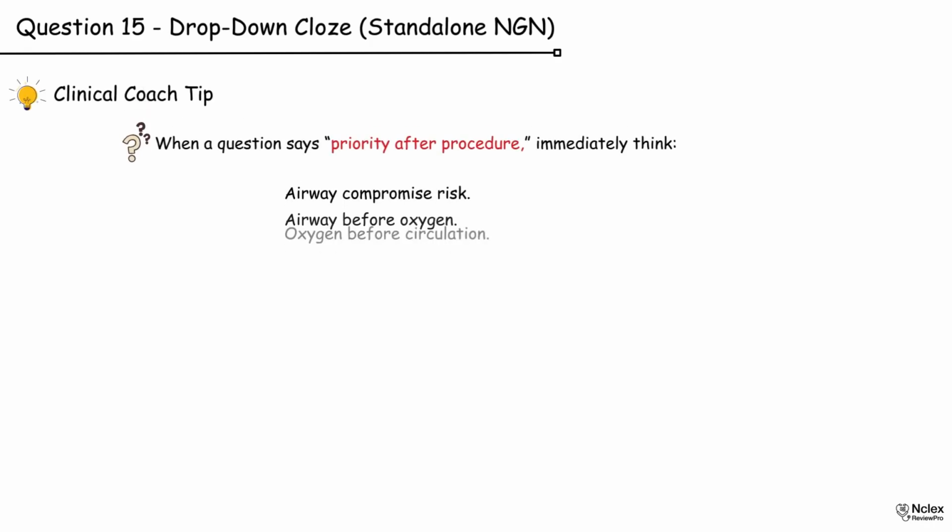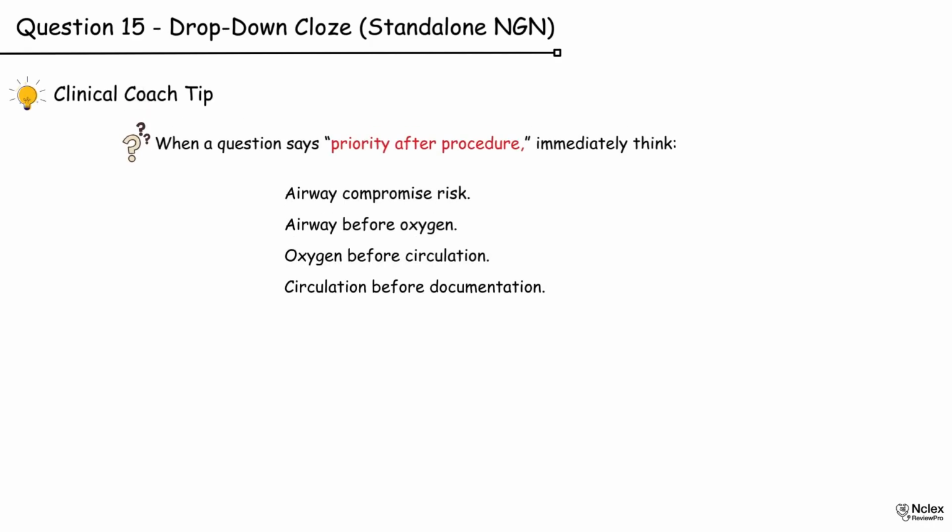Now here's the clinical coaching point. Whenever you see the words after procedure, pause and ask yourself one question. Could this procedure affect the airway? If the answer is yes, that is your starting point. Airway before oxygen. Oxygen before circulation. Circulation before documentation. That simple hierarchy will protect you on NCLEX every single time.